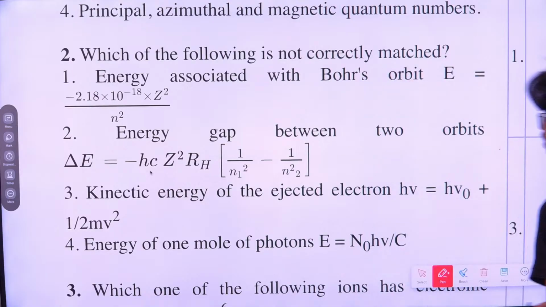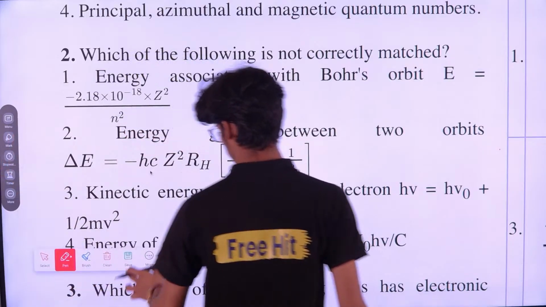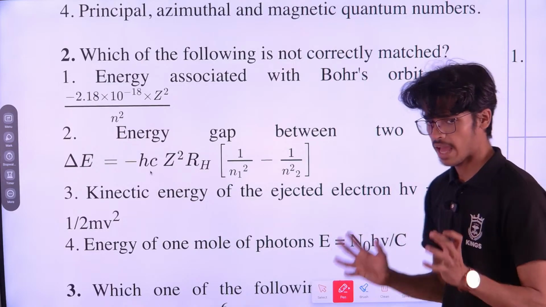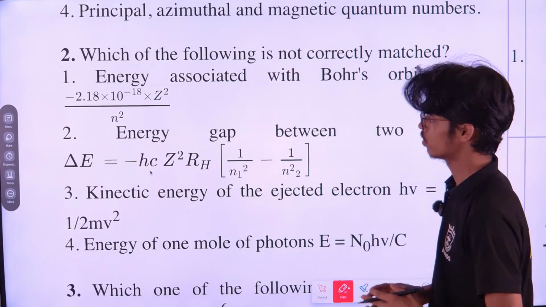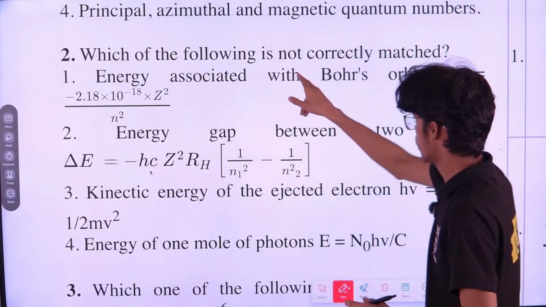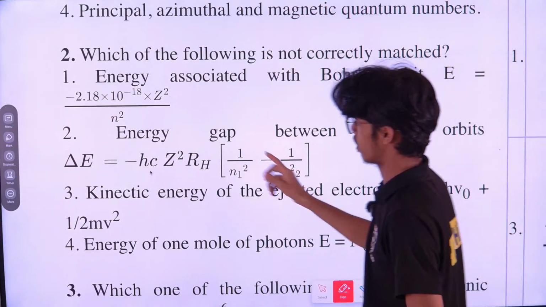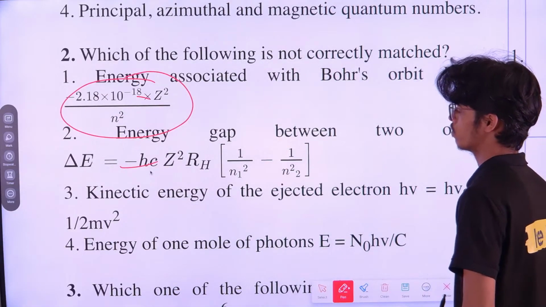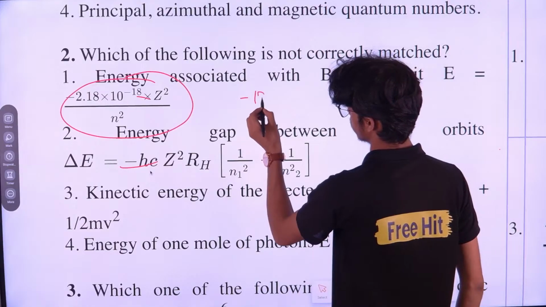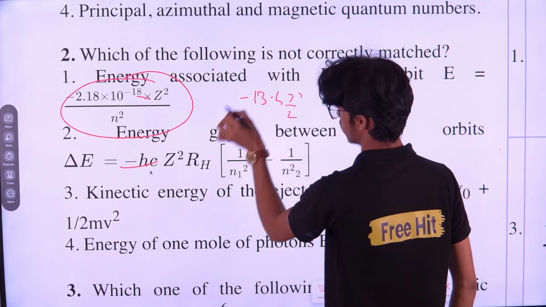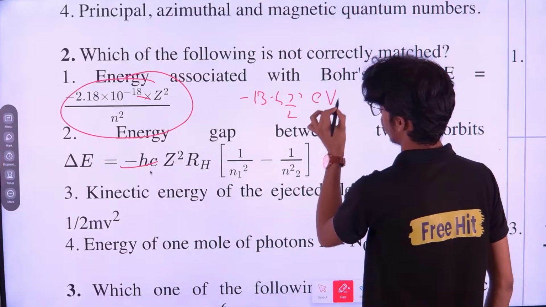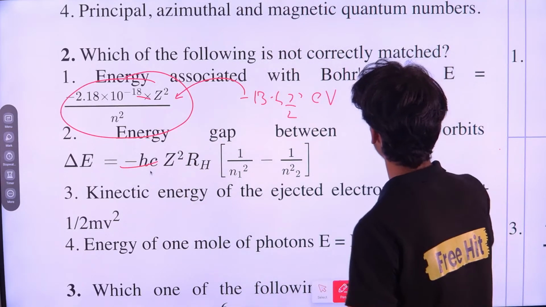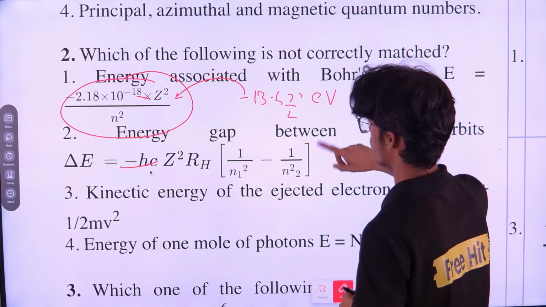Now, let's see the answer of this question. Which of the following is not correctly matched? We have to match the correct options. First, the energy associated with the Bohr's orbit is this. You must have learned minus 13.6 Z square by n square. This energy is in electron volt, and if you convert it into joules, everything will be correctly matched.